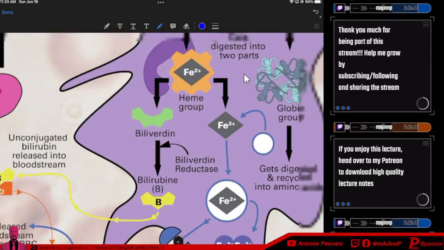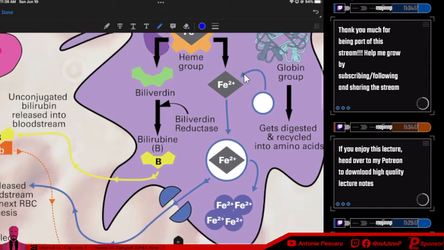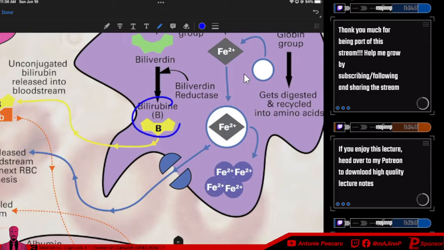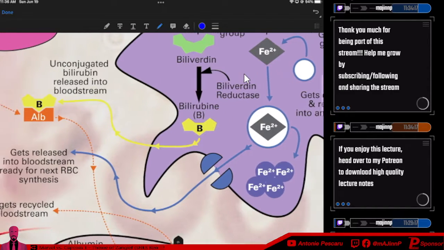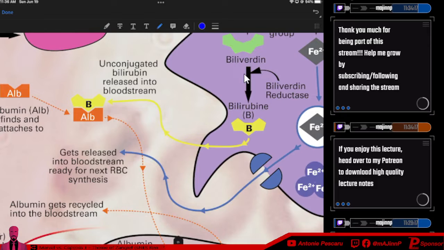Finally, there's the other part of the heme group, which gets digested into biliverdin. Now, biliverdin needs to be converted into bilirubin via the enzyme biliverdin reductase, which creates unconjugated bilirubin. And then this unconjugated bilirubin gets released into the bloodstream. And now you're probably wondering, what in the heck is unconjugated bilirubin?